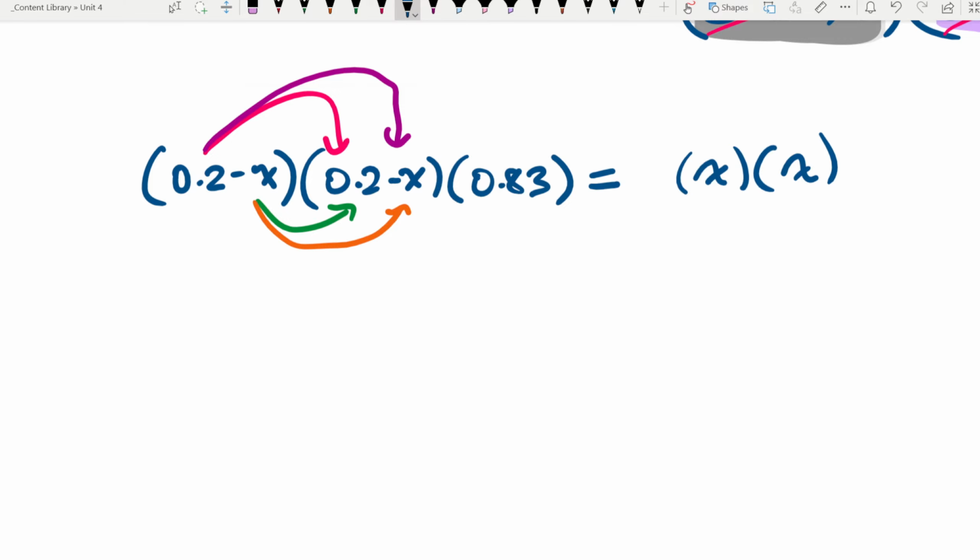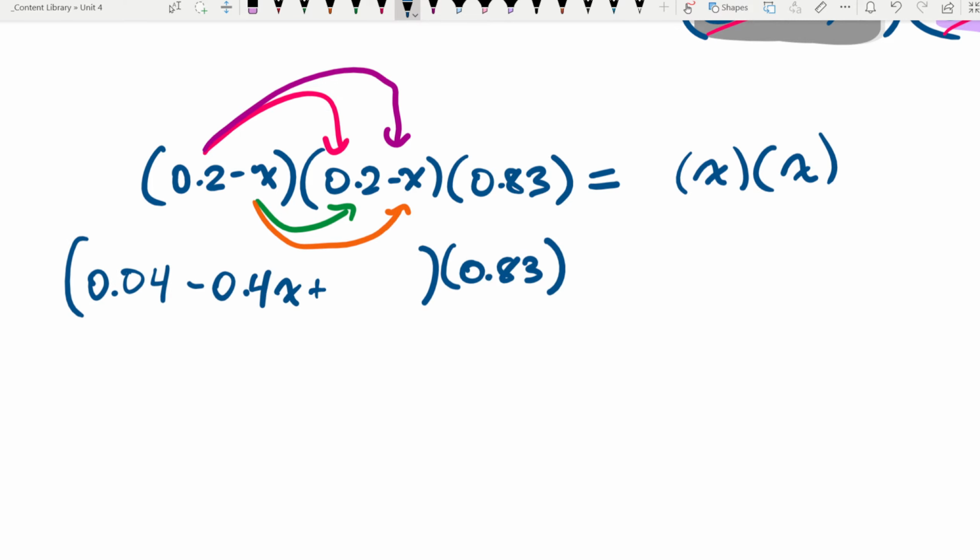Okay, so let's review where we were here. We had 0.83, and then in this bracket, we had 0.04, and then minus 0.4x plus x squared equals x squared. And we are going to have to do a quadratic.